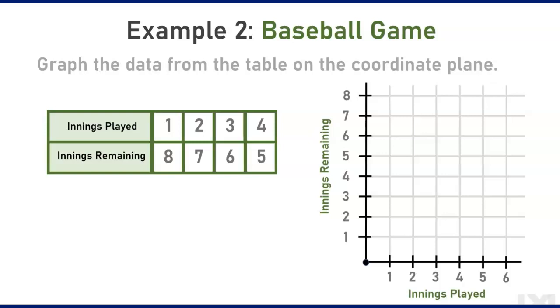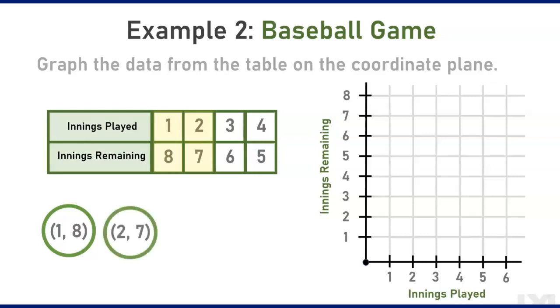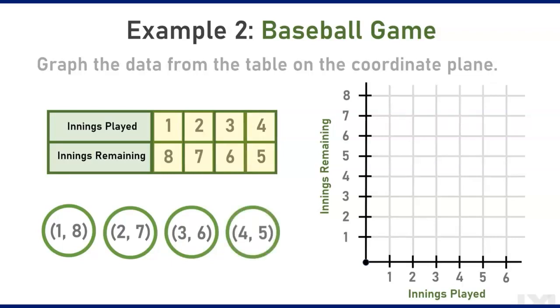Now let's go through each column to get our ordered pairs. For the first column, we have 1 inning played and 8 innings remaining, which gives us 1, 8. Next is 2 innings played and 7 remaining, which gives us 2, 7. Third, we have 3 played, 6 remaining, which is 3, 6. And for the last pair, we have 4 played and 5 remaining to get 4, 5. Next, using these ordered pairs, let's graph the points.